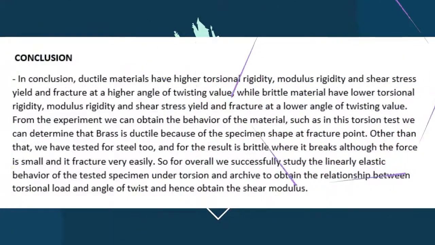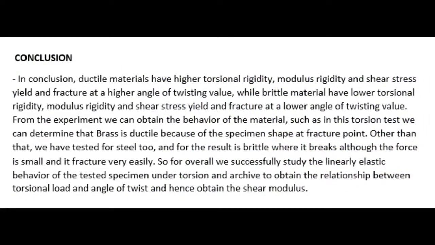In conclusion, ductile material has higher torsional rigidity, modulus of rigidity and shear stress, and yields and fractures at a higher angle of twisting value, while brittle material has lower torsional rigidity, modulus of rigidity and shear stress, and yields and fractures at a lower angle of twisting value.